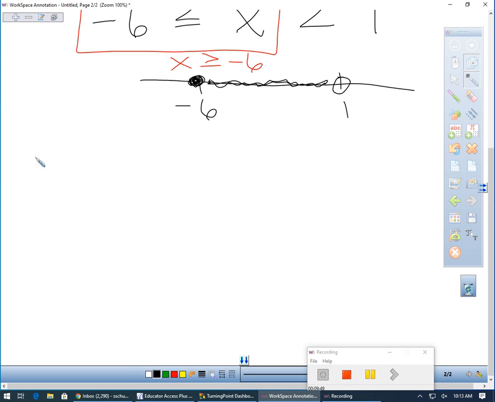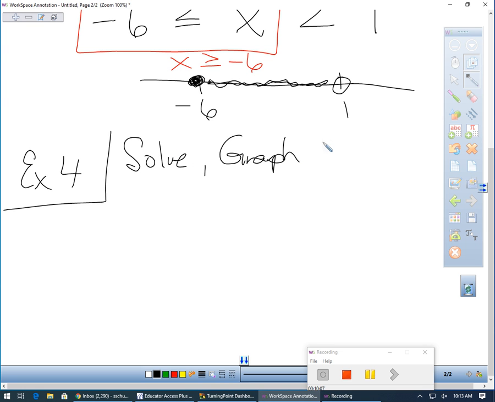Example number 4. I'm going to make this just a little harder. Okay? It'll be my last and one, and then we'll go to or. All right? Okay. So again, we're going to solve, graph, and write in interval notation. Let's go with negative 3 is less than or equal to 2x minus 1 less than 7.